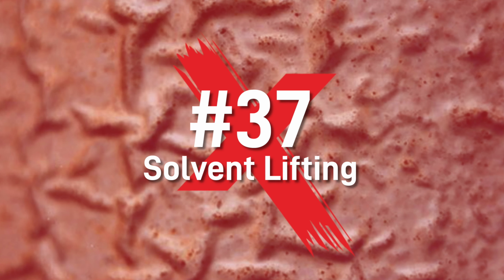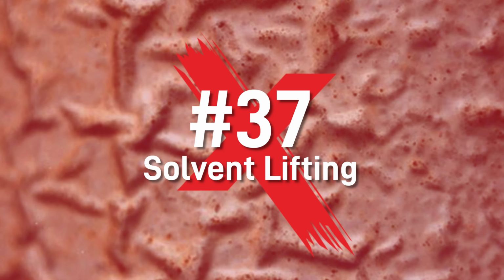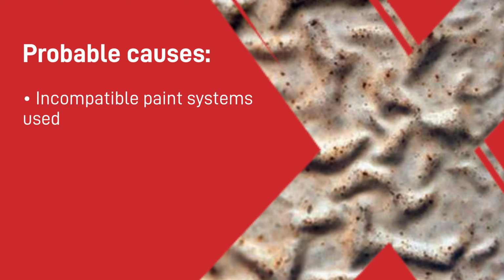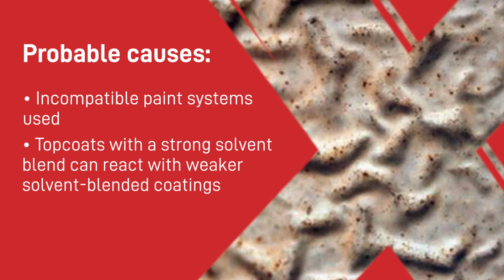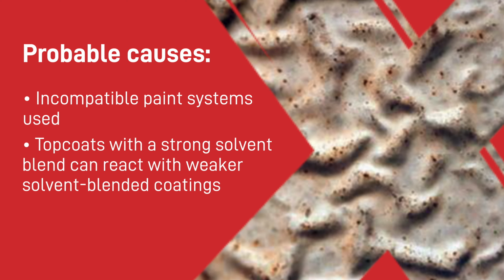In example number 37, solvent lifting is yet another example of paint coating failures and defects. Solvent lifting looks like a cracked crater in a desert, with ridges and flat areas throughout. It can be present when incompatible paint systems are being used together, or a top coat with strong solvent blend reacts with a previous and weaker solvent blended coating.